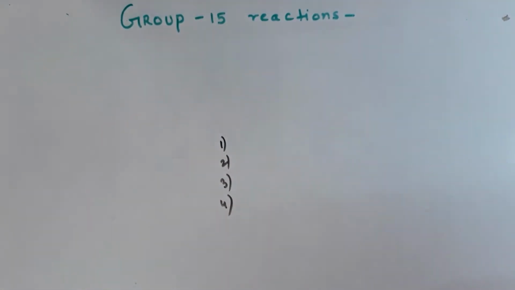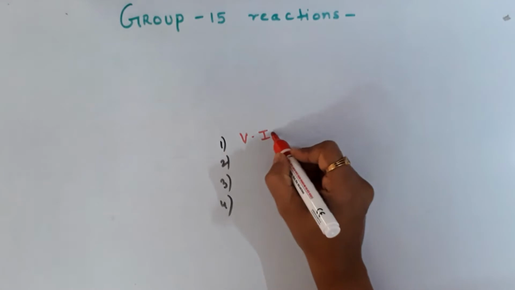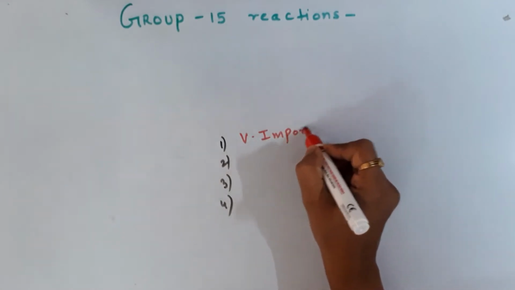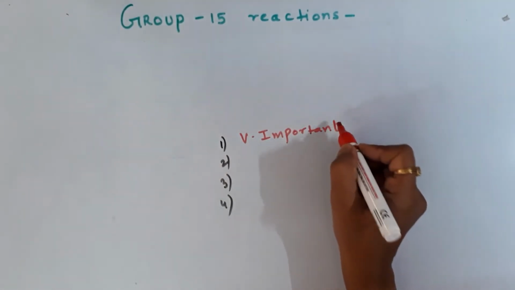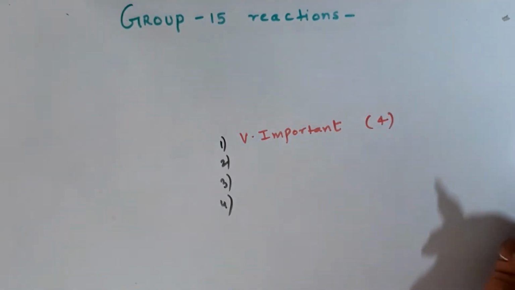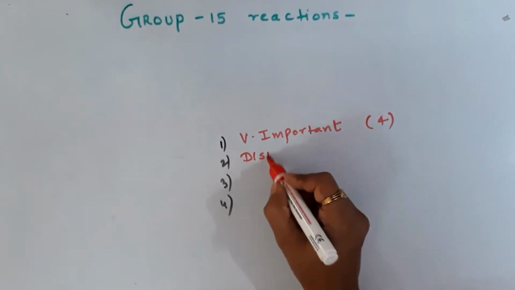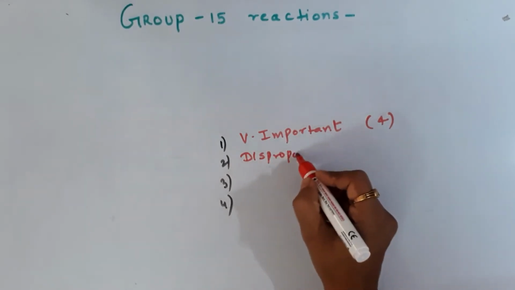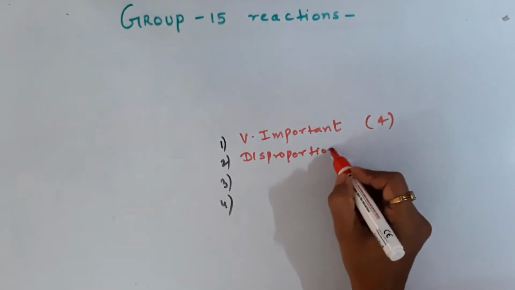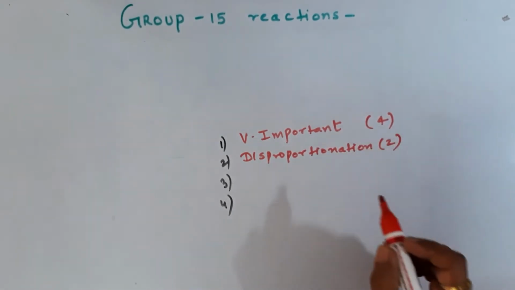The first type of reactions will be very important reactions. So the first I will discuss with you very important reactions where I have got 4 reactions to be studied. There are 2 reactions which are disproportionation reactions in the group 15. They have to be understood, they have to be learnt.